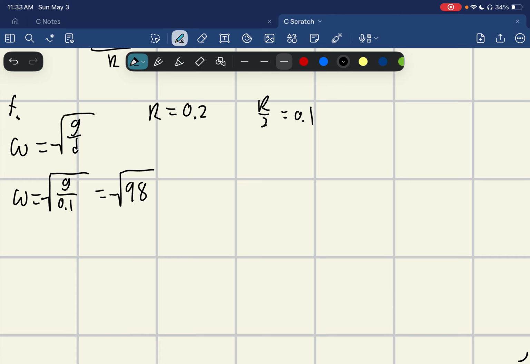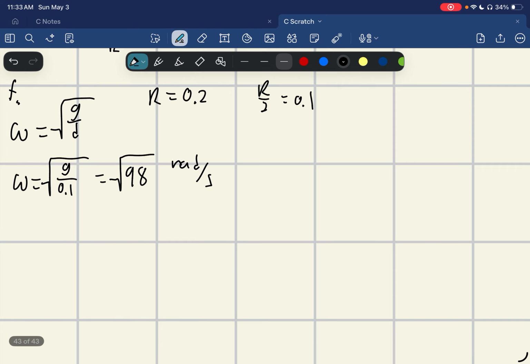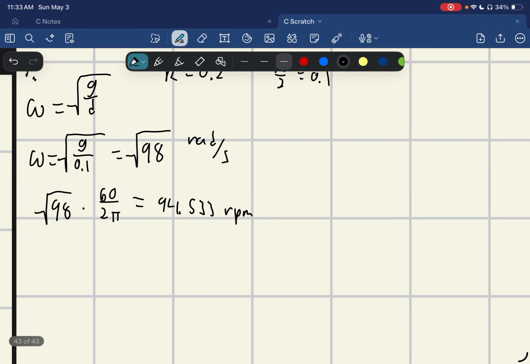So right now this is in terms of radians per second, and to convert to RPM, we just multiply it by 60 and then divide it by 2 pi. So you would get 94.533 RPM. Okay.